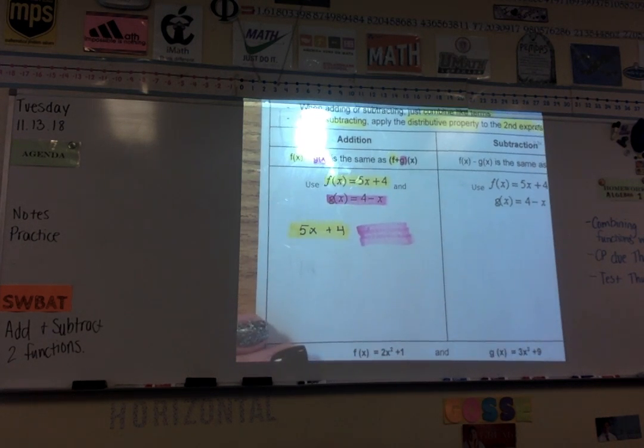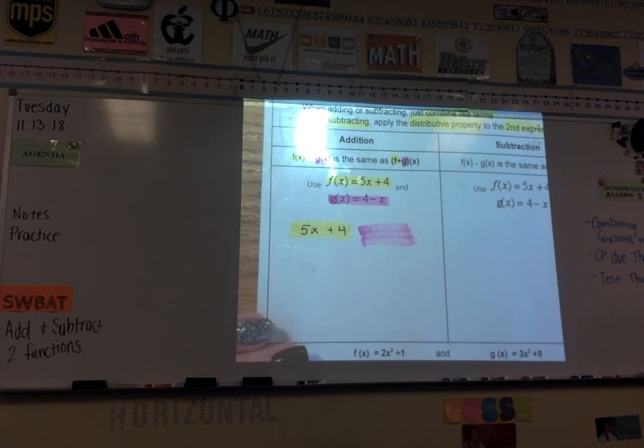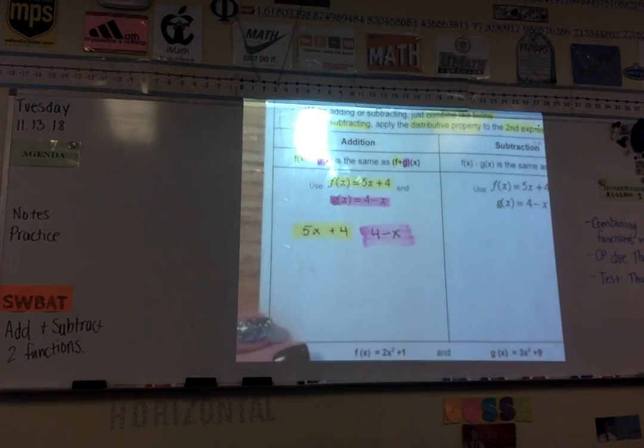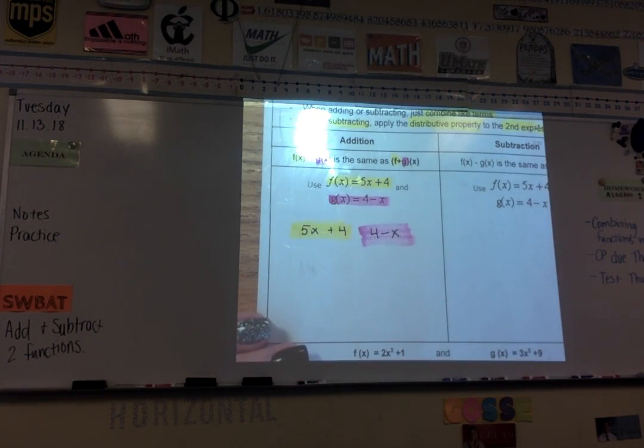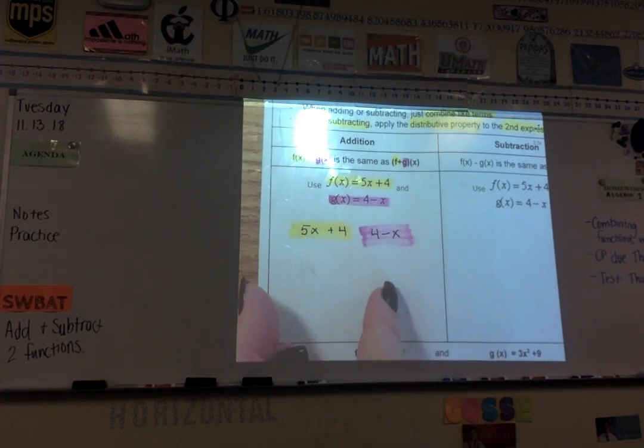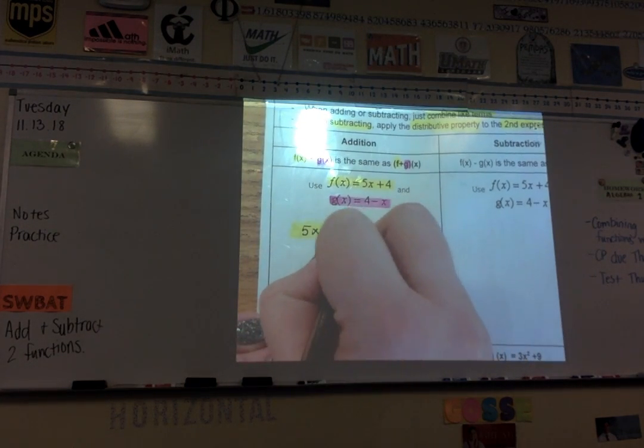Okay. Alright. So what am I going to write in the pink spot? The 4 minus x. Good. 4 minus x, because that's the equation that represents function g. Now, again, which operation are we using in this specific question? Addition. So I'm going to put a big old addition sign in between it.